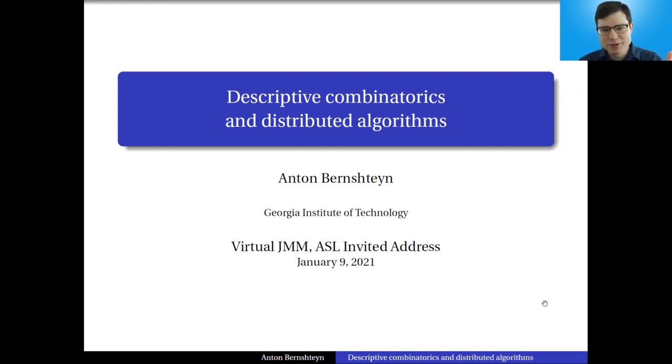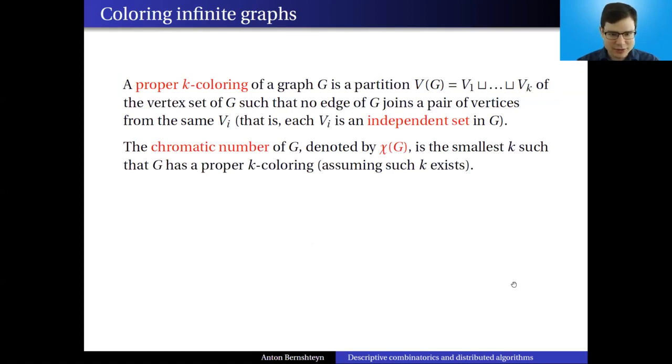I'm going to talk about descriptive combinatorics and distributed algorithms. These are two areas that might seem kind of unrelated to each other. Descriptive combinatorics is a part of descriptive set theory, and distributed algorithms are something in computer science. But actually, the main point of this talk is that they're intimately related to each other. Before I can get into the relationship, I need to explain what each of these two are separately. I'll start with descriptive combinatorics.